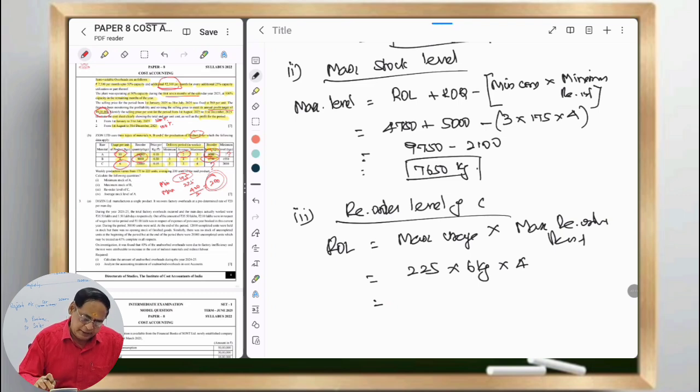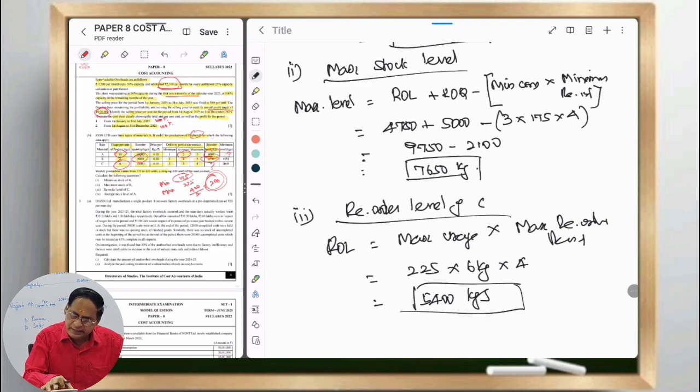225 into 6 kg into 4. So 5400 kg, that is the correct answer. So that is the reorder level of C. And then here we can find out another method.